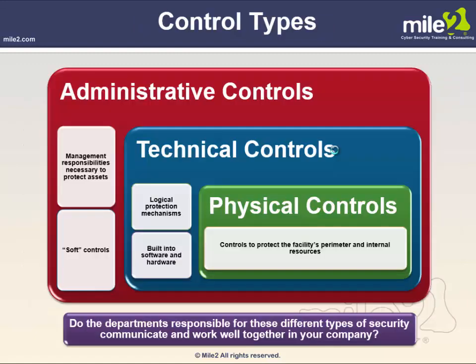Okay, now to change things up a little bit, there are different control types we need to be aware of, right? We have the administrative controls. This is basically the management's responsibilities necessary to protect the assets. And we have what's called the soft controls. We also have technical controls. This would be your logical protection mechanisms. They're generally going to be built into the hardware and the software, right? Like your IDSs, your IPSs, your firewalls, and so forth. And then we have physical controls. Now, physical controls generally are there to protect the facility's perimeter and internal resources.